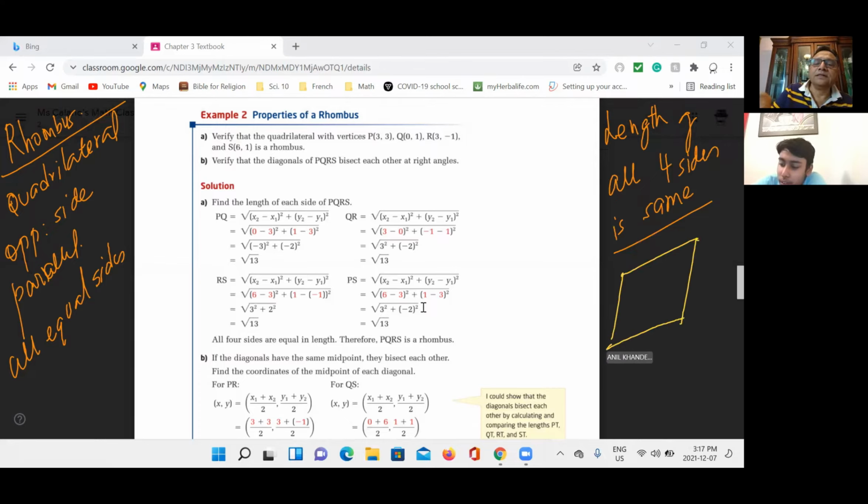In that case, the diagonals intersect, they bisect one another. So they are at right angles and they bisect one another. Do you see that? Okay, sir.